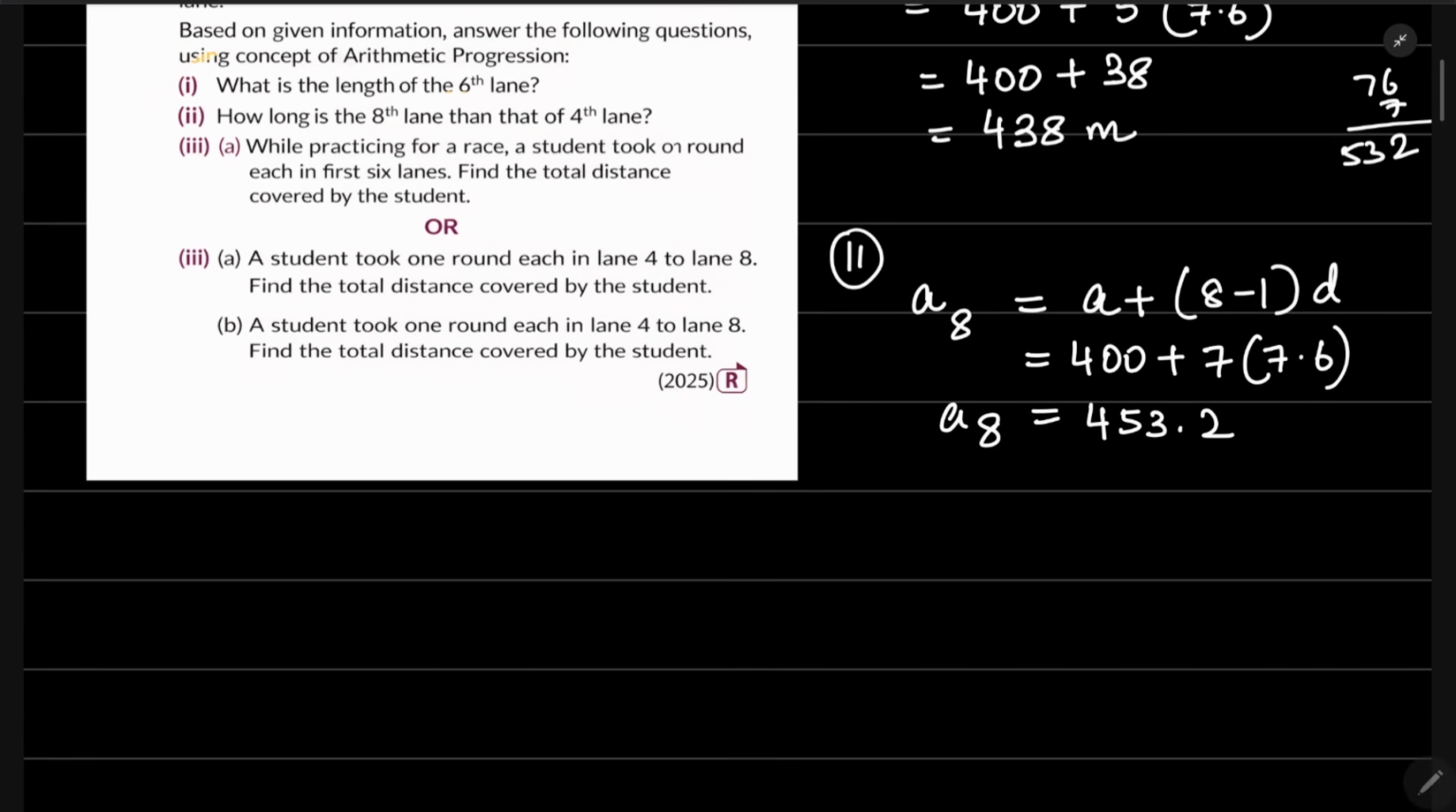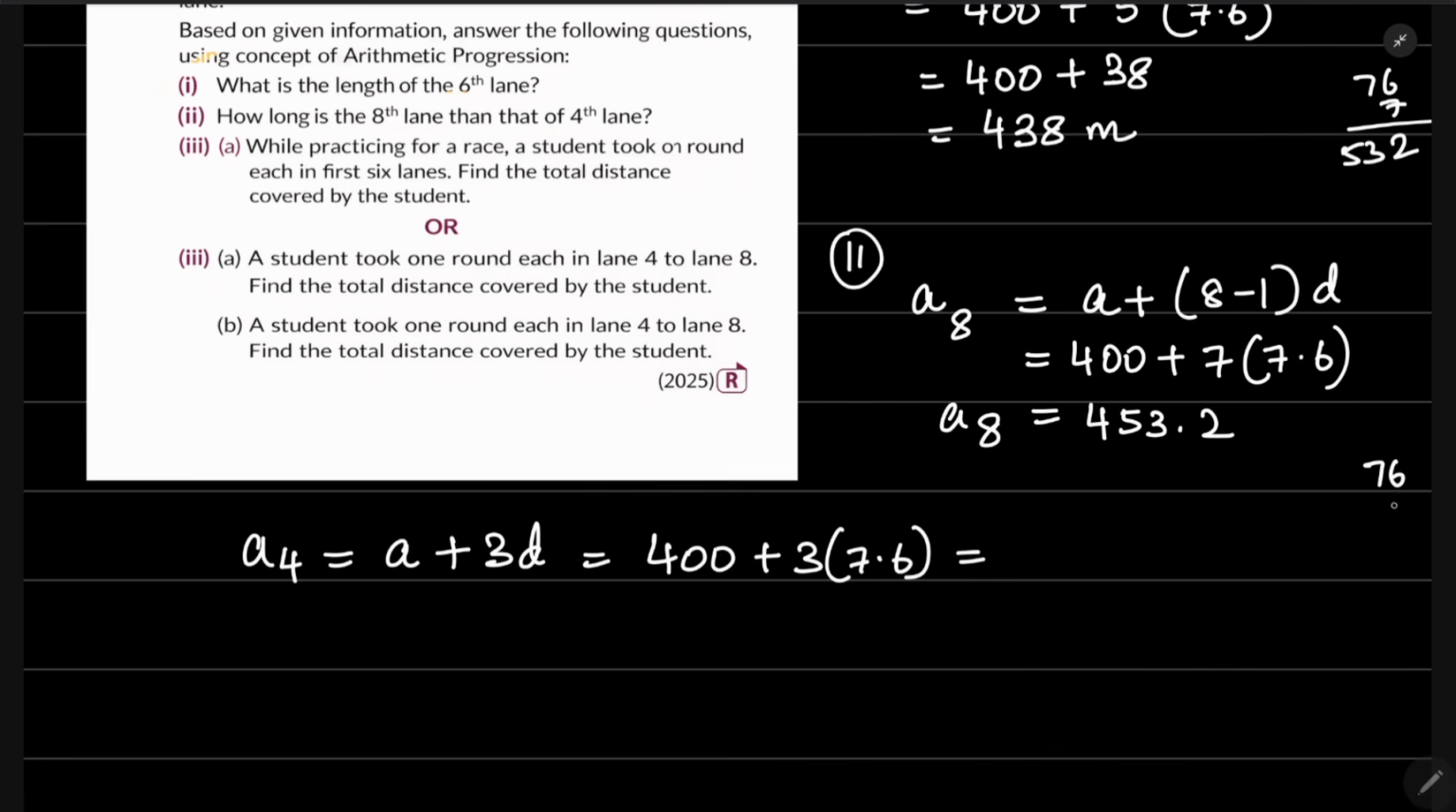Then you have to calculate the 4th lane. So A4 is, I'm going to write it directly, A plus 3 into D. What is A? 400 plus 3 multiplied by 7.6. So you have to calculate 7.6 into 3, which is 22.8. So 422.8, again in meters. Now what are you asked? How much longer is the 8th lane than the 4th lane? So you'll have to do the difference.